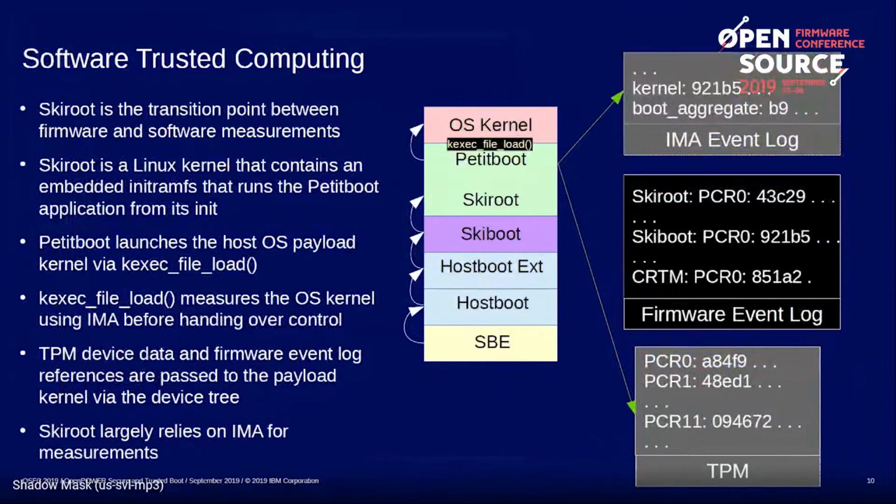So what happens once we get to the petty boot bootloader and ski root? So this initramfs image contains the petty boot application. It calls kexec file load to load the kernel so that it can pass control over to it, and it uses IMA appraisal to measure the kernel before it passes control over to it.